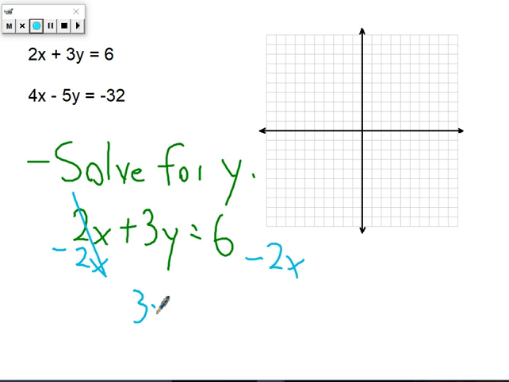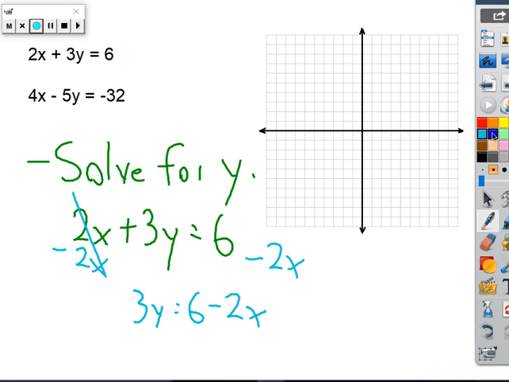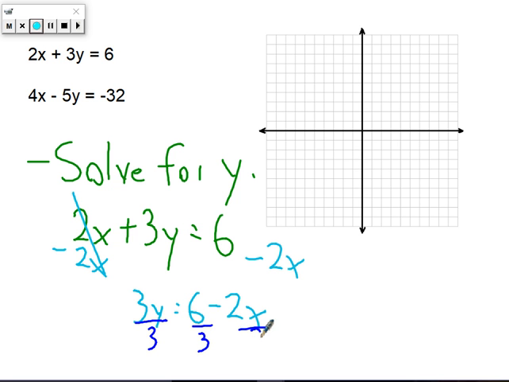What that gives me is 3y equals 6 minus 2x. Now, keep in mind that 6 and 2x are not like terms, so I just keep it as 6 minus 2x. Okay, Anakin, you want to finish it? Yeah. You divide 3 by everything. Yeah. Okay?